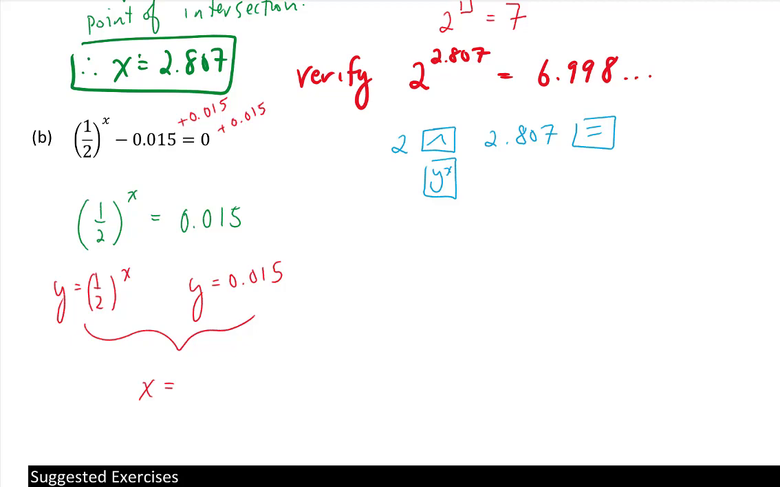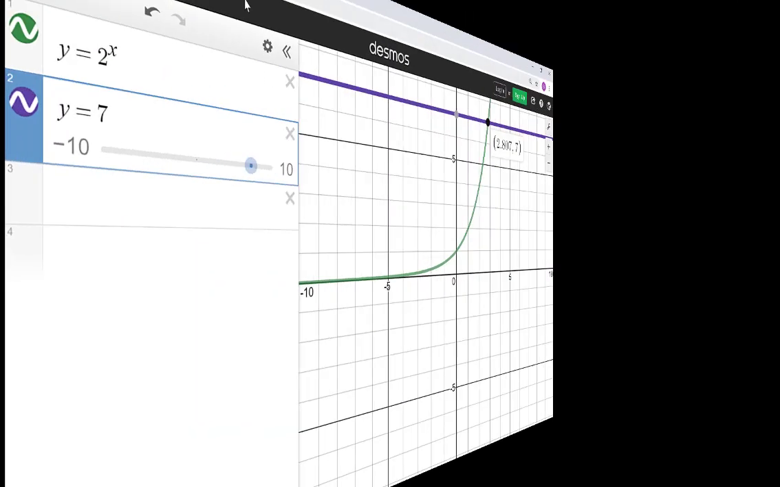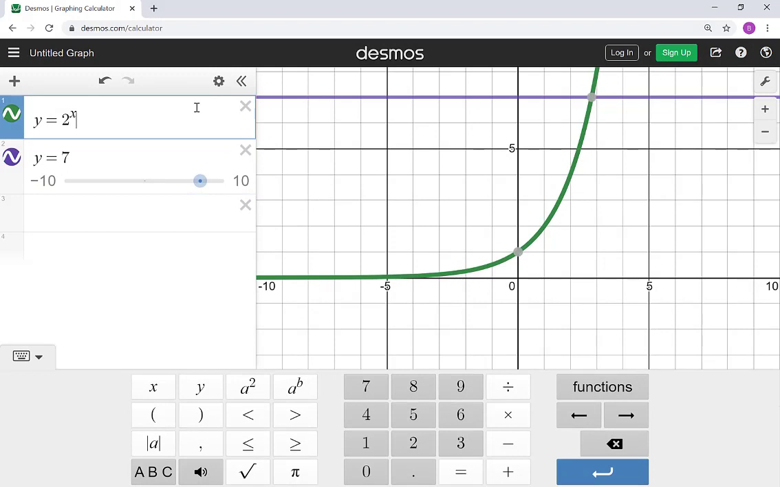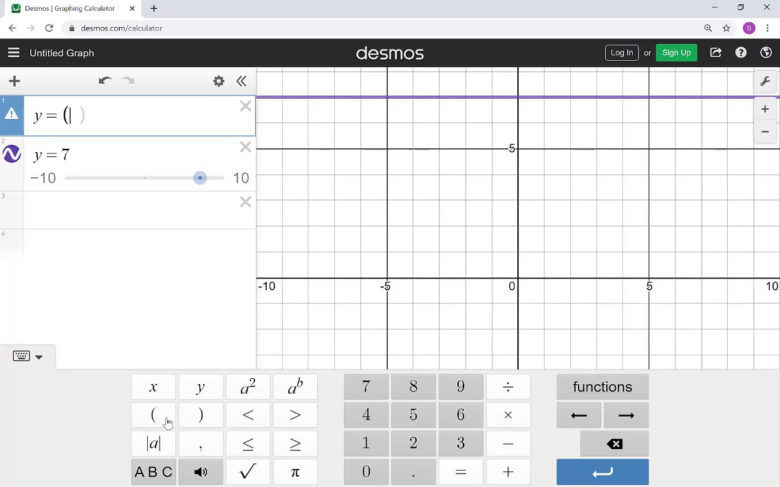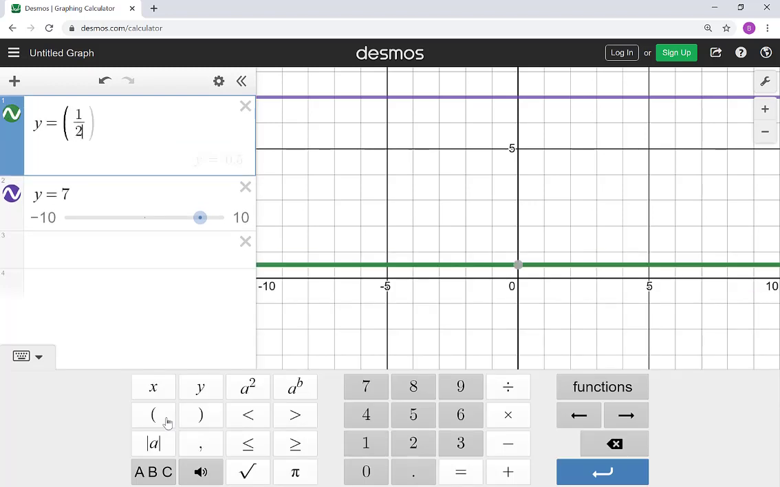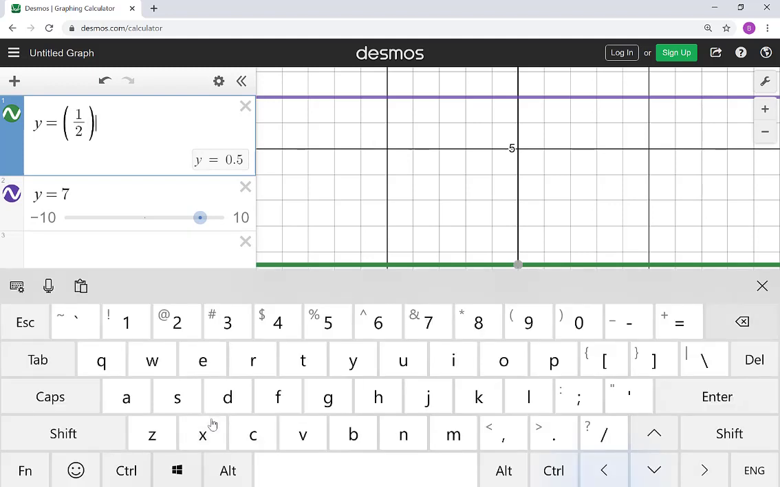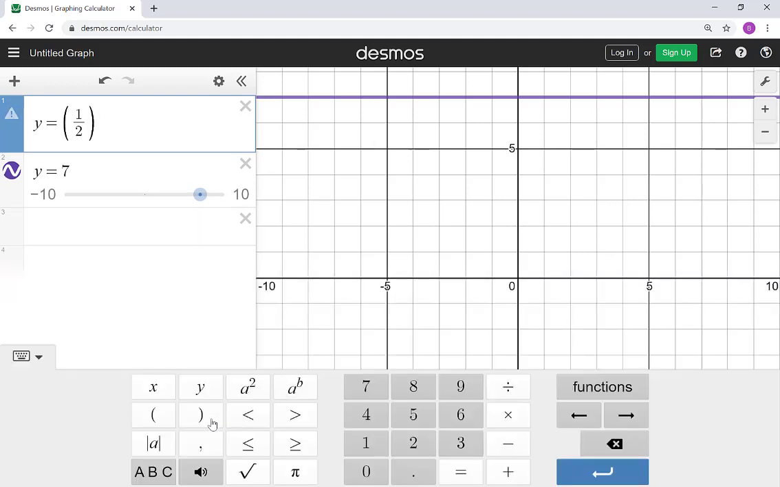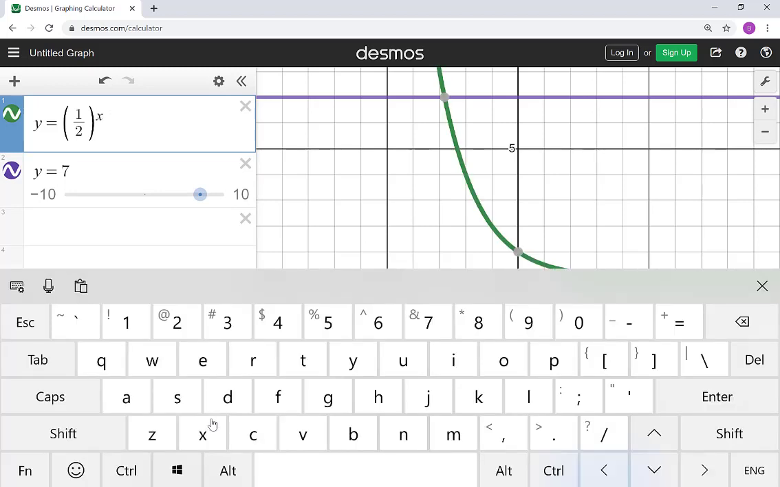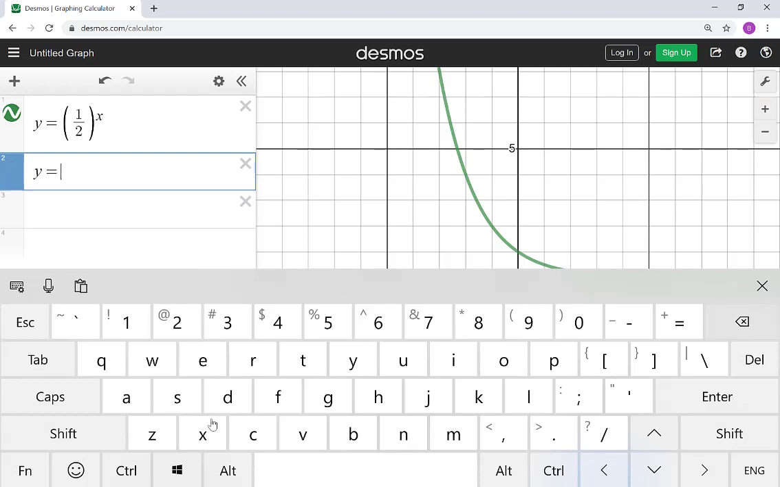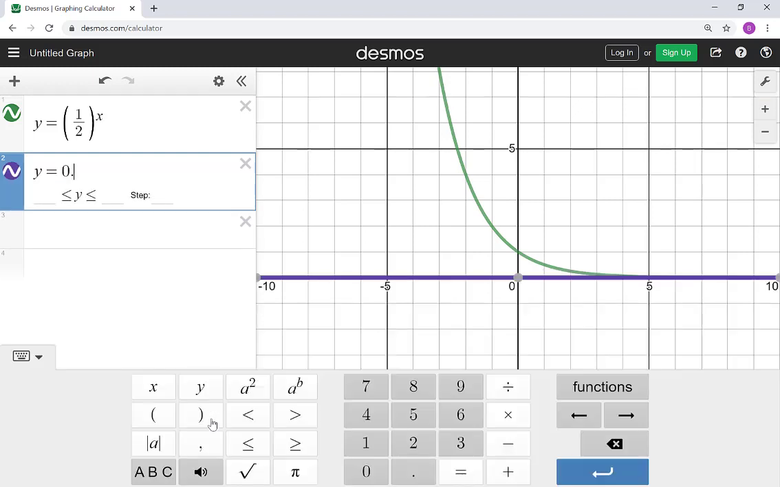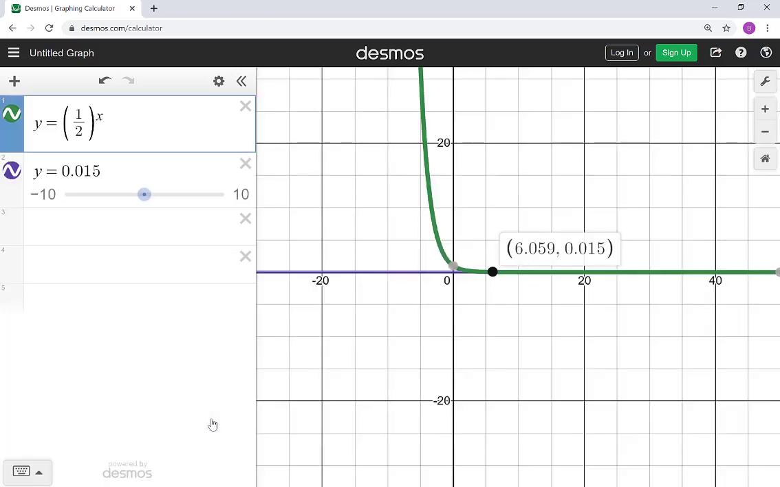So again, let's go back to Desmos. So I go back to here. So I want 1/2 x, so I can use my brackets. Do 1 divided by 2. Hit the right arrow, close the bracket, hit my exponent button, and then hit X. So there's our new graph. And then I want my y value this time to be 0.015. There it is over here.